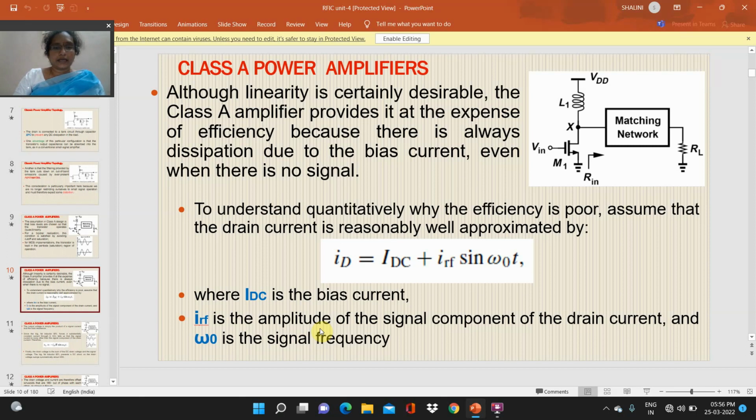To understand quantitatively why the efficiency is poor, assume that the drain current is reasonably well approximated by ID equal to IDC plus IRF sine omega naught t, where IDC is the bias current, IRF is the amplitude of the signal component of the drain current, and omega naught is the single frequency.